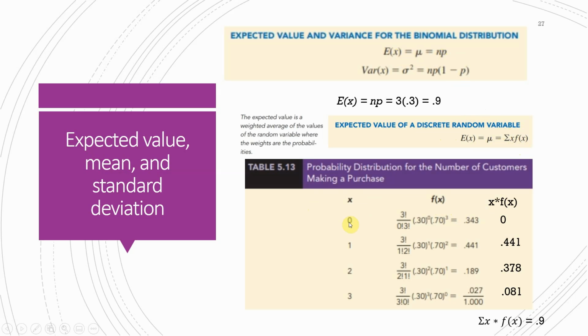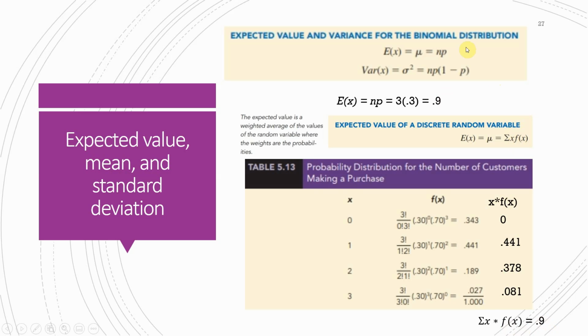If we multiplied x times the function of x, the weight, its probability: 0 times 0.343 is 0. 1 multiplied by 0.441 is 0.441. 2 times 0.189 is 0.378. 3 times 0.027 is 0.081. If we took these values and summed them together, the sum of x times f(x), which is what this equation is, x times their weights, summed together, guess what we get? 0.9. And that makes sense, because that is our mean.